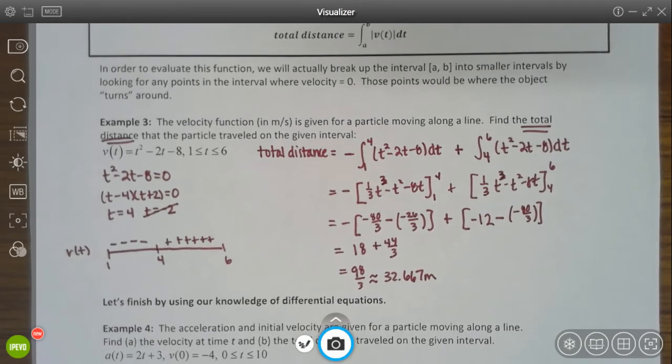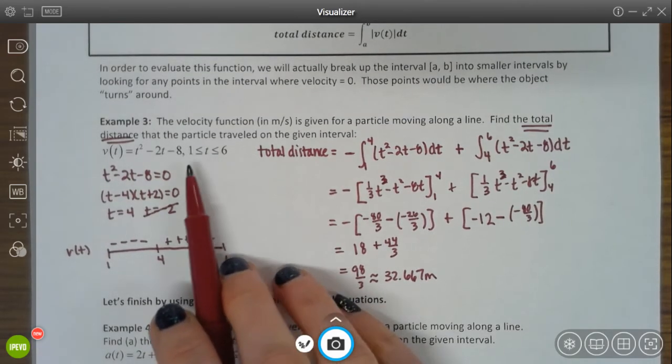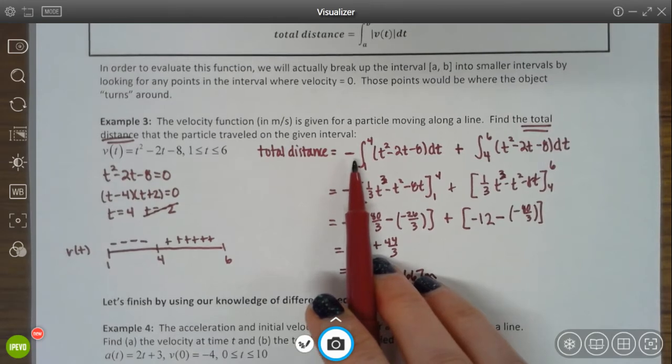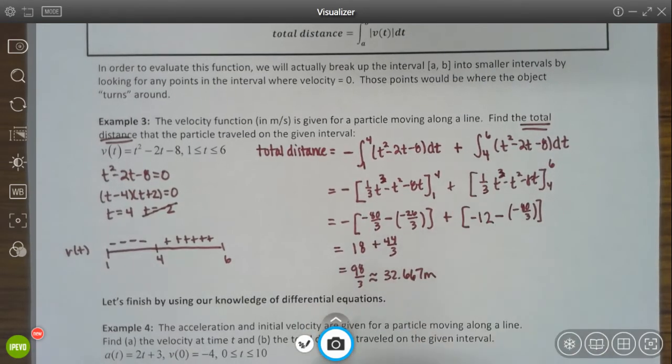So when we're looking at total distance traveled, we have to consider the negative velocity, and we have to consider that that's going to give me a negative net change, and I want to make that a positive change. So I'm going to go ahead and find my velocity by setting it equal to 0. I'm going to find my turning points. And then once I have my turning points, I'm going to break up my interval that I want to study. And where my velocity is negative, I'm going to make that a negative integral on that interval, and then a positive anytime my velocity is moving right.